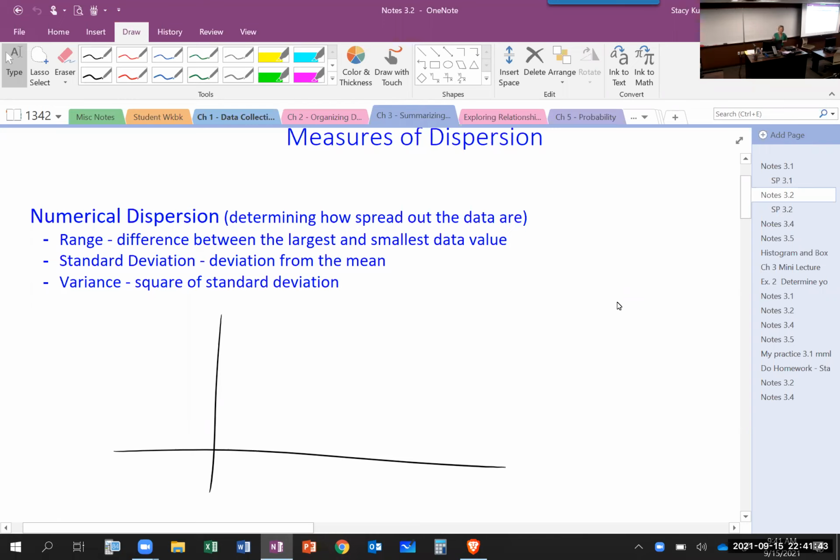Does everybody know what it means to square something? Multiply it times itself. So 2 squared would be 4, and 4 squared would be 16, because 4 times 4 is 16. So for the variance, I'm going to take the standard deviation and square it. I can go backwards if we're thinking of the formula, and take the square root of the variance to get the standard deviation.